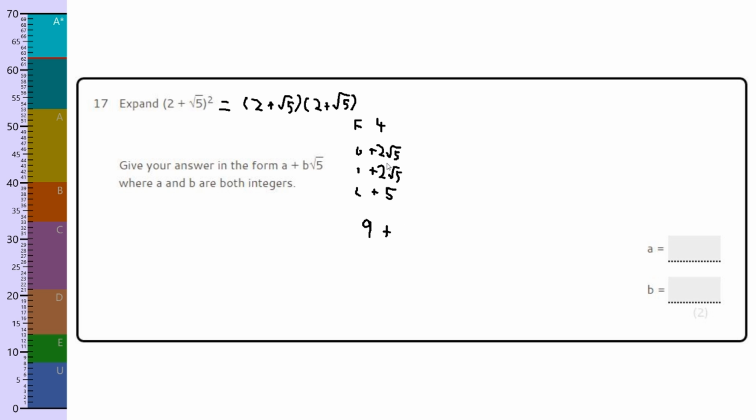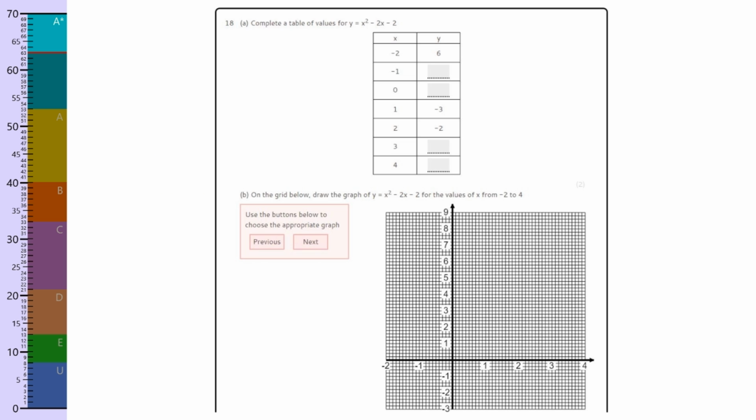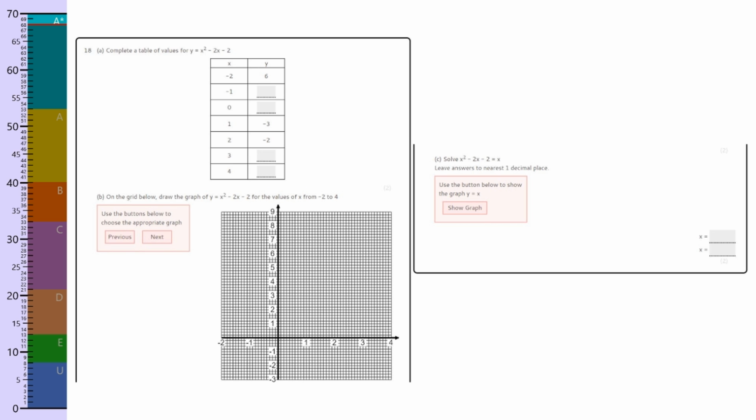2 root 5 plus 2 root 5 is 4 root 5. Now it's asked us for A and B. A will be 9, that's just the number. And B is the amount of root 5s, which is 4. Okay, let's move on. Now I'm going to show you both parts of this question. I'm going to have to write very small when I go through this one. So if you'd like to pause the video now and have a go.